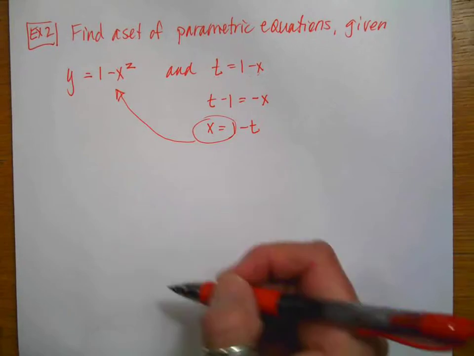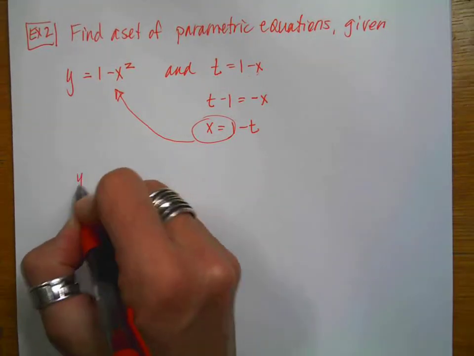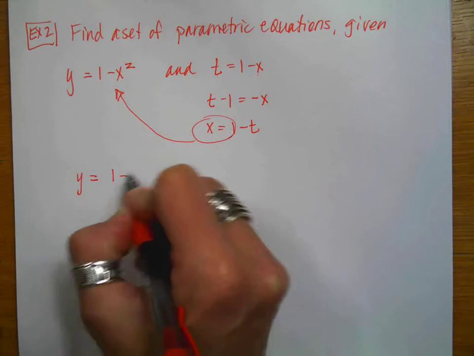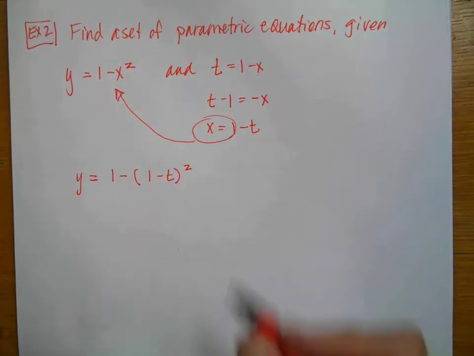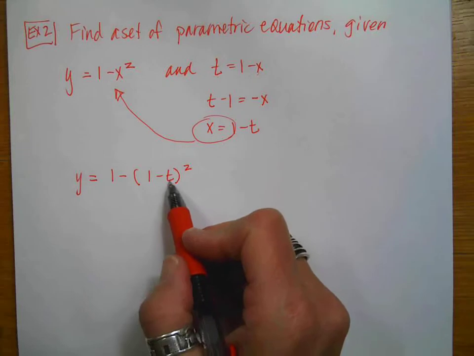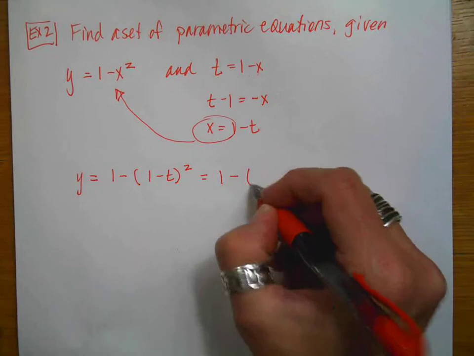Well, now I can take this and substitute it in here. So I'm going to get y equals (1 minus t) quantity squared. I'm going to simplify this. You could leave it like this, but I'm going to simplify it.